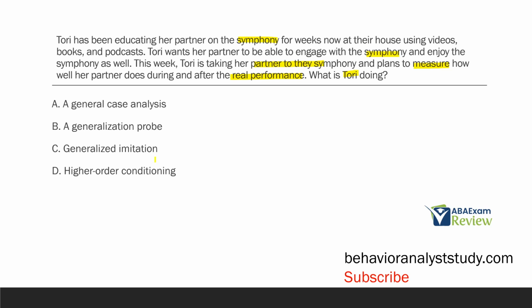It's why fluency is so important, because D, if you're not sure, can start to look real appealing. It's one of those answers that sounds good if you don't know what it means. So D is out. What Tori is doing is measuring how well her teaching went. Did her partners generalize those skills, or does she need to continue working?